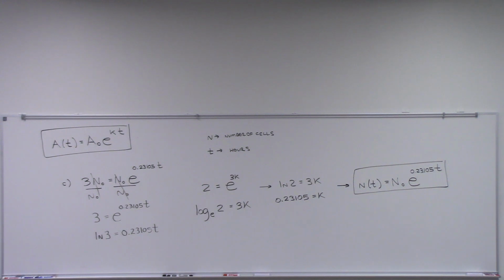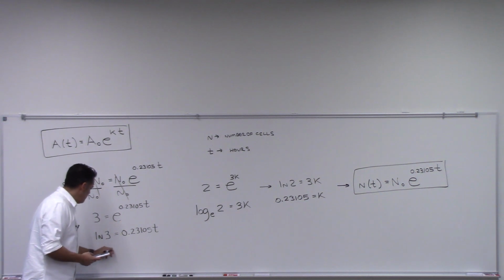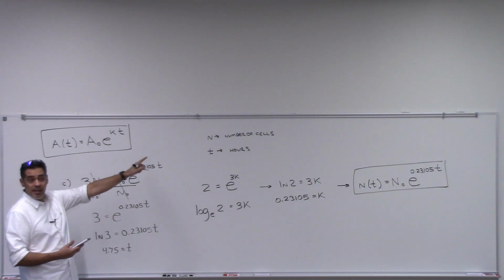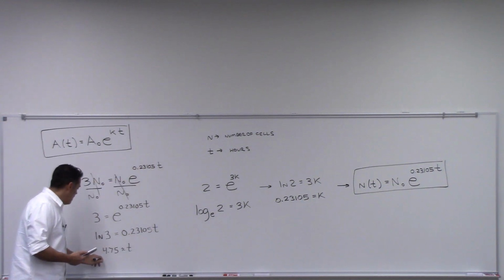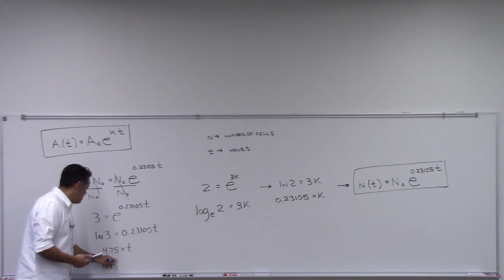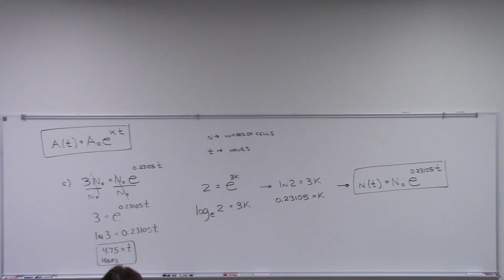What are y'all getting? 4.75 hours. About 4.75 is approximately what t is, and t was measured in hours, right? We need to state that. If you don't put the unit, it's not correct because I don't know what you mean. 4.75 minutes, hours, days, years, right? Okay.